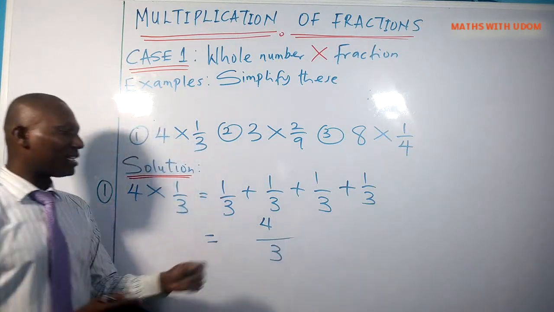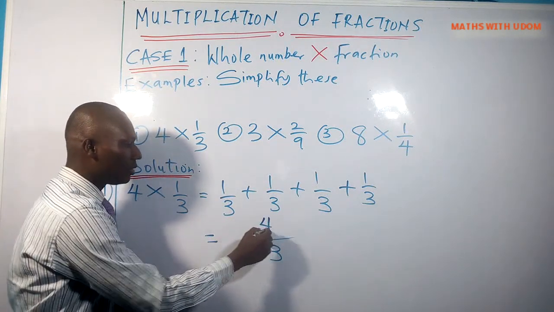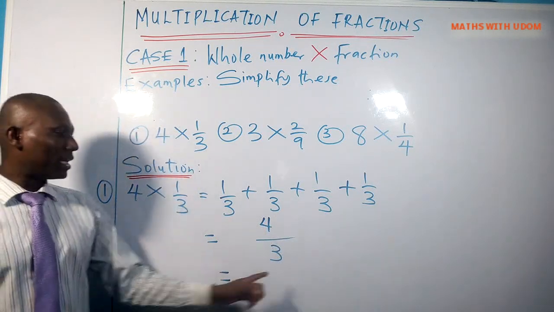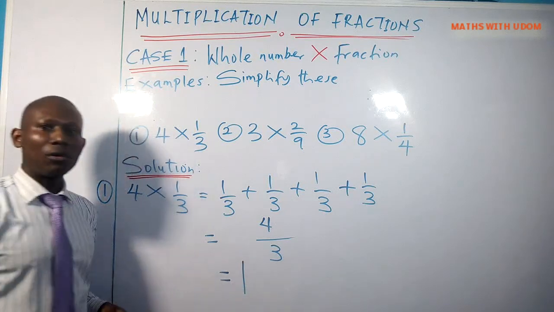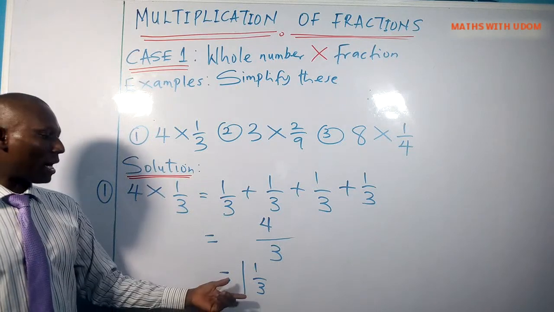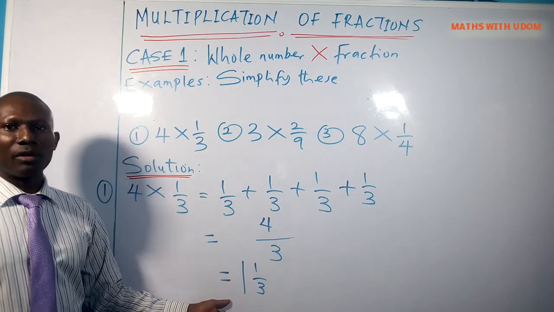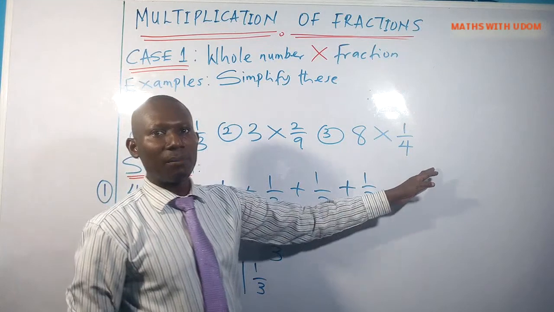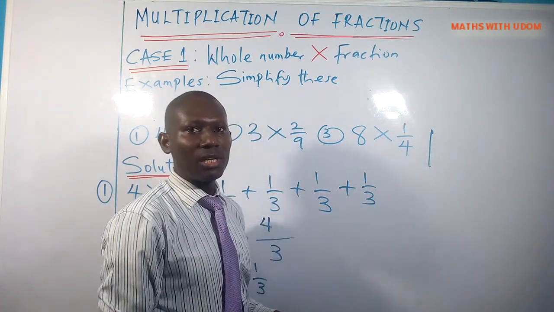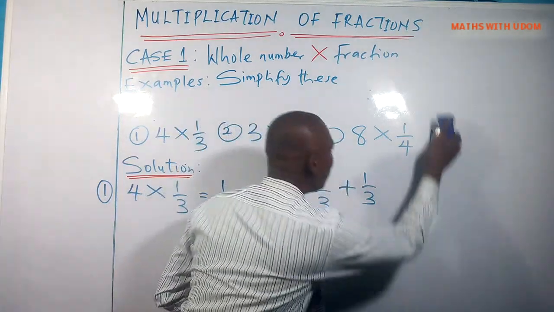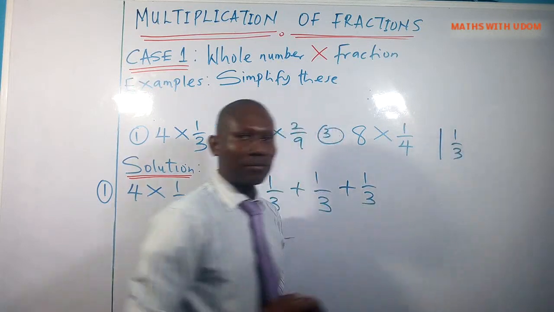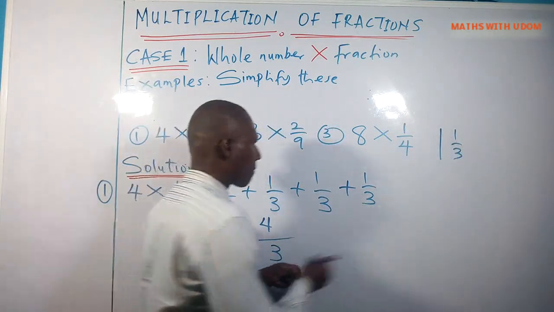And this is an improper fraction. So all we need to do is to change it to a mixed fraction. And how do we do that? How many 3 can go in 4? 1. Remember, 1 over 3. So this is our answer: 1 whole number, 1 over 3. So we can come to this side and drop our answer, as we will make reference to it later.